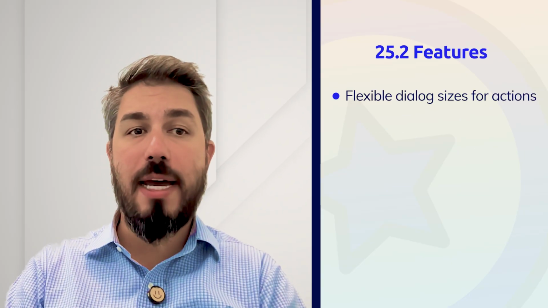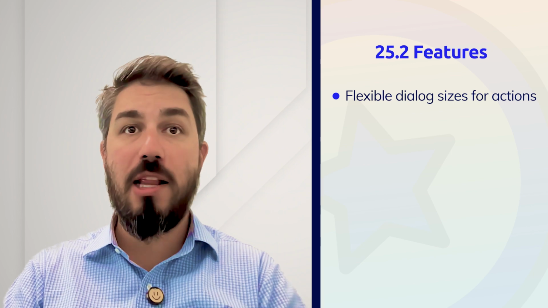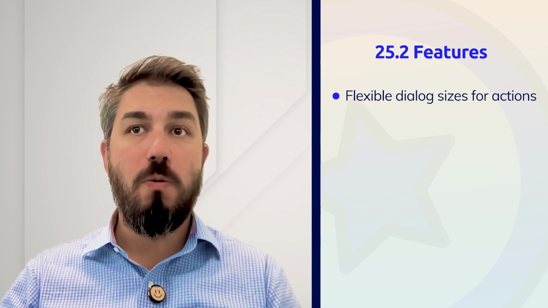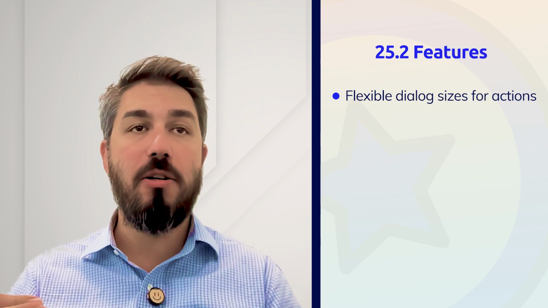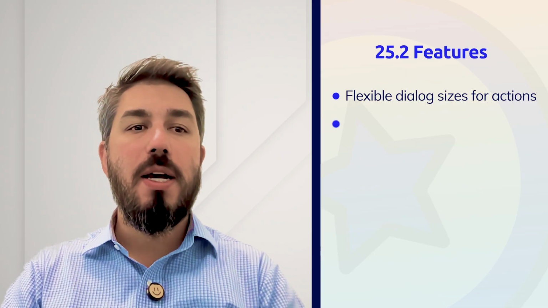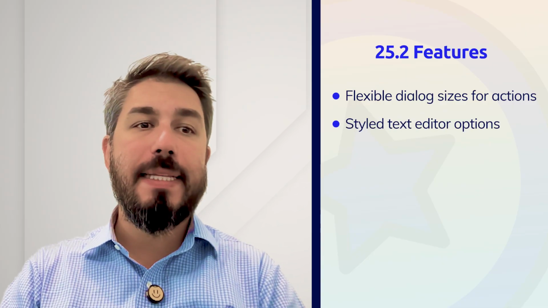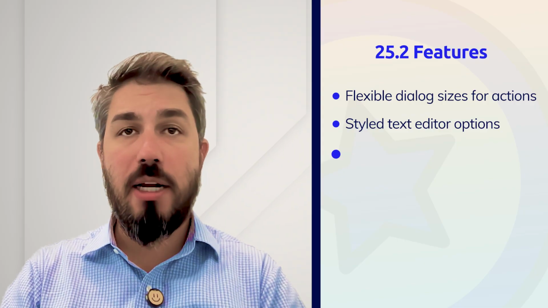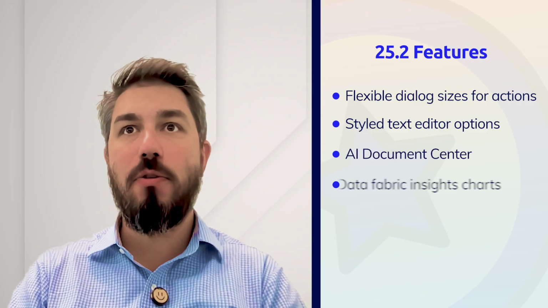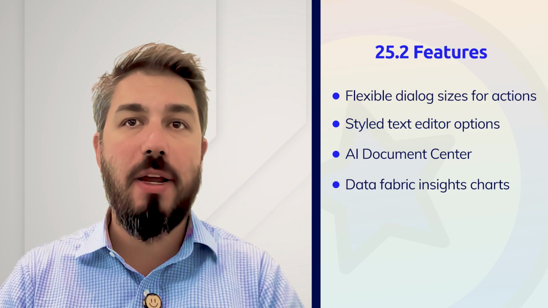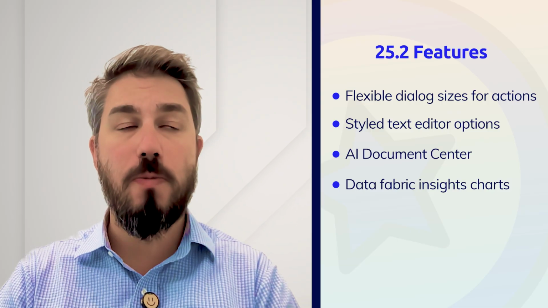For 25.2, we're looking at flexible dialog sizes for the dialogs that pop up when you click on an action for a record, new formatting options for the style text editor, the AI document center, and a bonus one, number 4, interacting with charts within Data Fabric Insights as part of Process HQ.